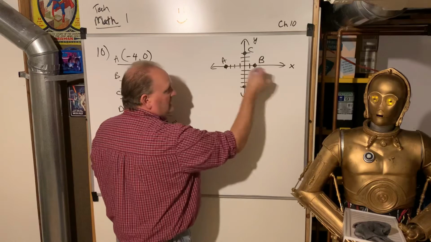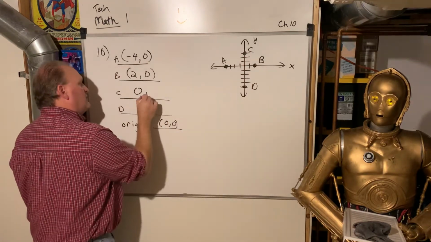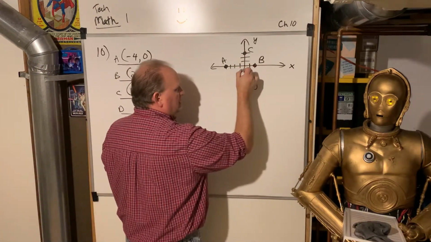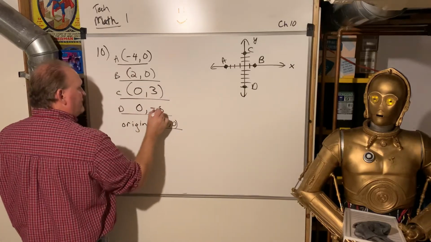C, we didn't go right and left at all, so that's 0 for x, and then we went up 3, so 0 comma 3. And D, we didn't go right and left at all, but we just went down 5 spots, so that's 0 comma negative 5.